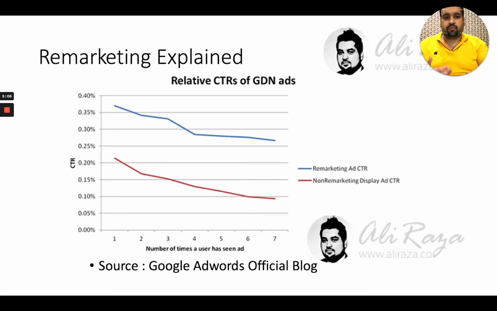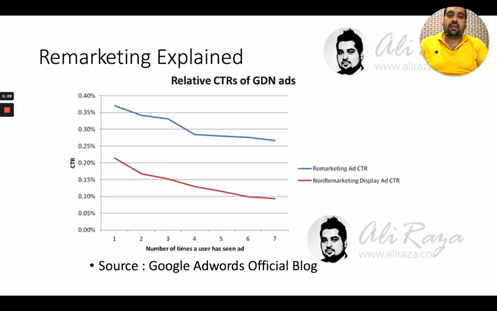Retargeting is primarily done on the Google Display Network, and you will see that remarketing ads have a better CTR compared to other display ads. Why? Because the people already know about that brand, product or service, and they are much more likely to click because they are familiar with it.